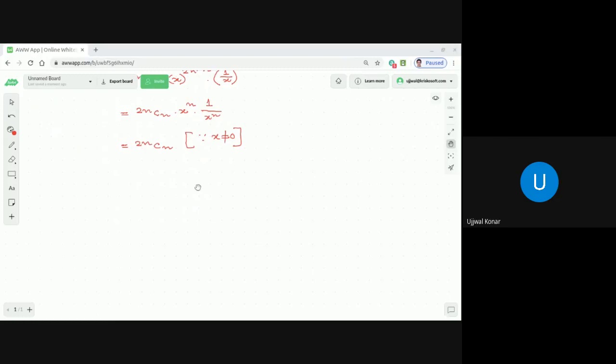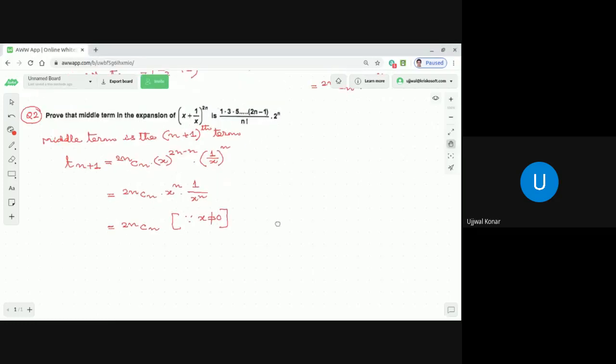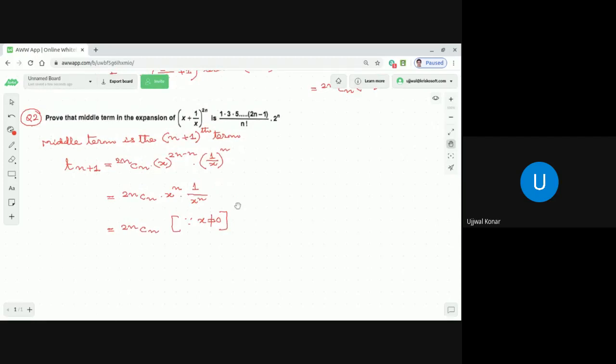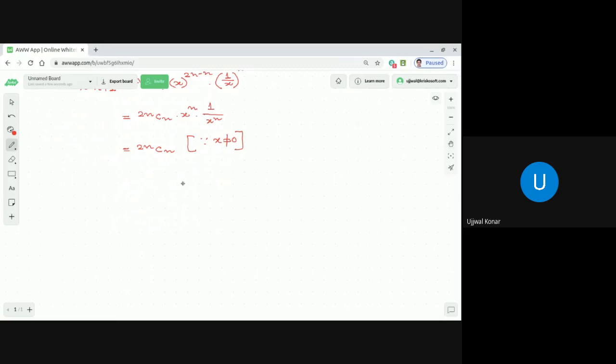Now, all we need to do is prove that this value of 2n C n is nothing but 1 into 3 into 5 dot dot dot up to 2n minus 1 divided by factorial n into 2 power n. Correct? That we need to prove. So how to prove this one?